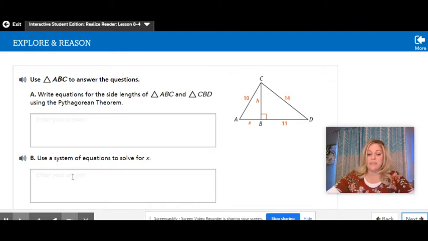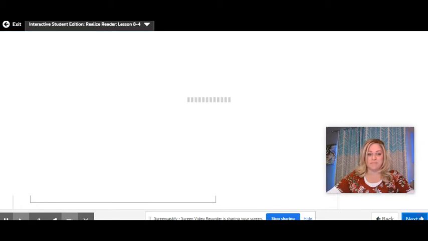And then part B says use a system of equations to solve. They both have h in it. So you might have to refresh on your algebra, but you can solve two different equations with multiple variables, especially if they both have the same variable, and in this case, it would be h.